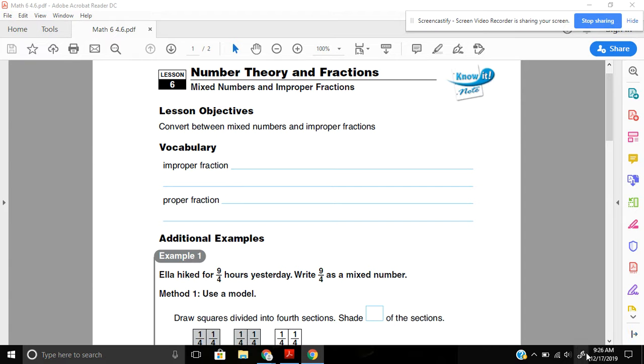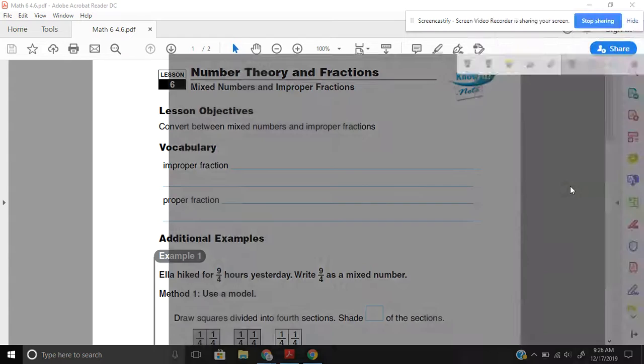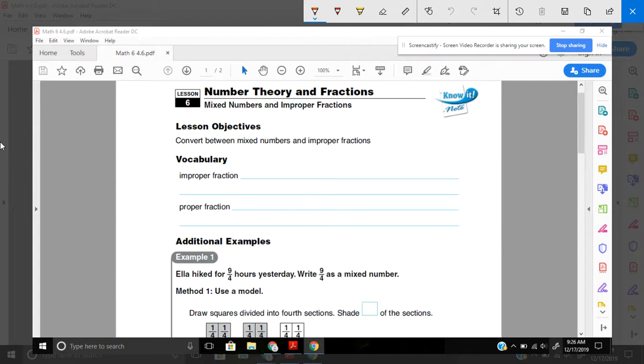We're going to start off today with a little bit of vocabulary. First off, an improper fraction is a fraction in which the numerator is greater than, I'm going to use a sign here, greater than, or equal to the denominator.